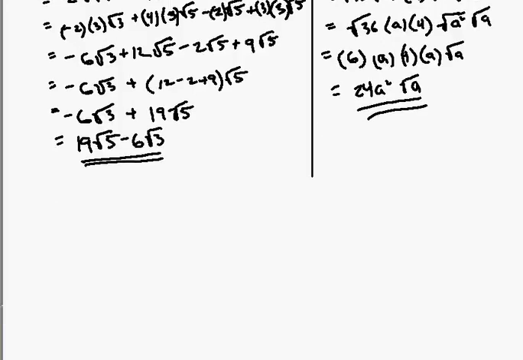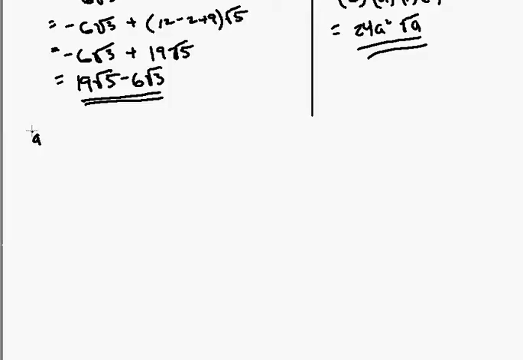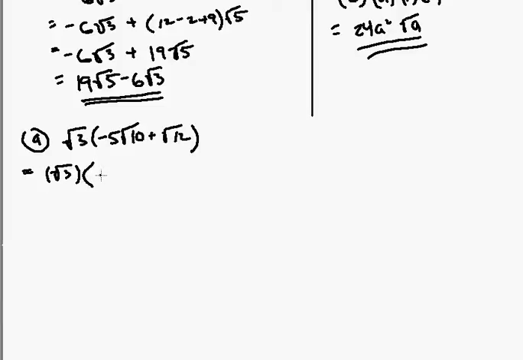Number 9. Here I have square root of 3, and inside parentheses I have negative 5 square root of 10 plus square root of 12. This is equal to square root of 3 times negative 5 times the square root of 10, plus square root of 3 times square root of 12.